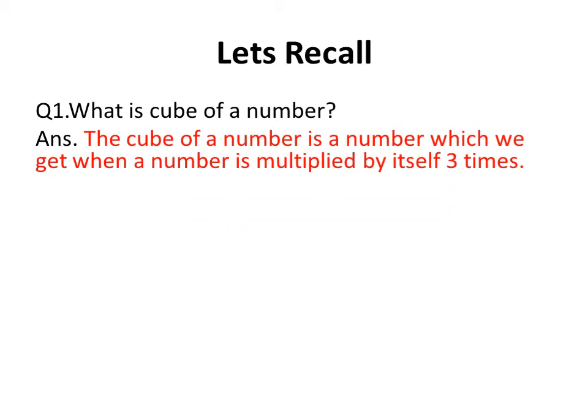Before starting our new topic, we must recall the concepts which we learned in the previous class. What is the cube of a number? The cube of a number is a number which we get when a number is multiplied by itself 3 times. For example, 5 cubed means 5 is multiplied by itself 3 times and we will get 125. So 125 is the cube of 5.